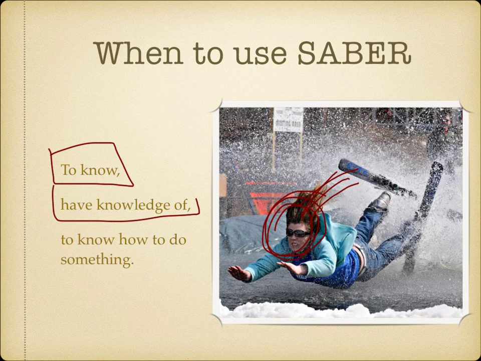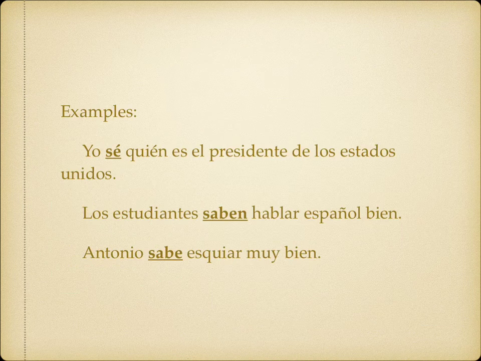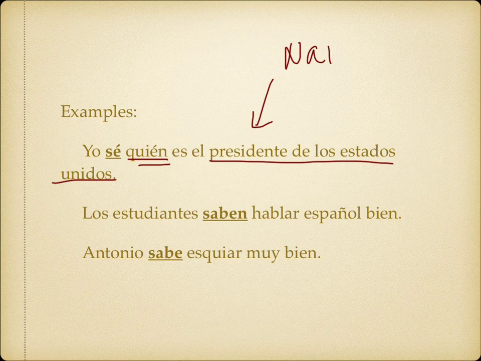Okay? To have knowledge of, you're aware of it. To know how to do something. Okay? An action. Let's look at a few examples. For example, yo sé quién es el presidente de los Estados Unidos. I know who the president of the United States is. The difference here, I know who he is, I know his name, but I don't know him personally. I haven't met him. Okay? So that's when we use the verb saber.